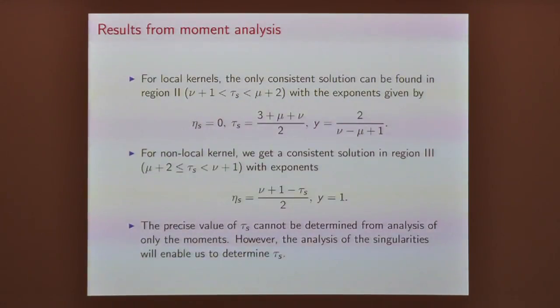For the local kernels, we get a consistent solution only in some parameter values, and there we can exactly find the values of the scaling exponents of the mass distribution. For the non-local kernel, we get a consistent solution in region 3. There we can find the values of eta s and y, but not tau s, where Nm goes as m to the power minus tau s. To determine that, we did a singularity analysis of the generating functions.